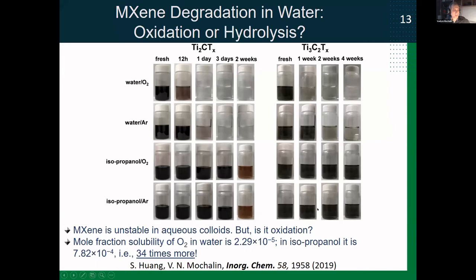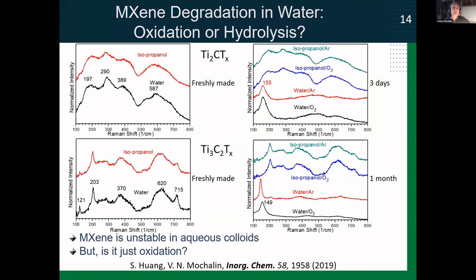So that was interesting. And again, if you don't believe your eyes, you could go and do more detailed analysis, and we used Raman spectroscopy. So this is freshly made MXene, titanium 2C and titanium 3C2, freshly made in water and in isopropanol. And you see the typical Raman spectrum of MXenes, both MXenes in both cases, right?